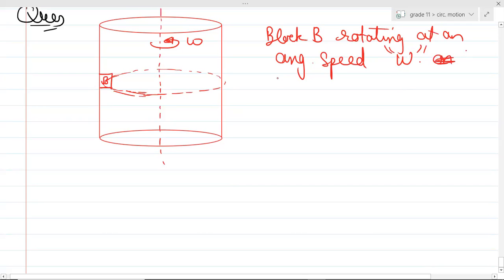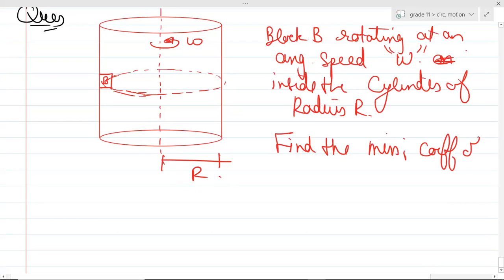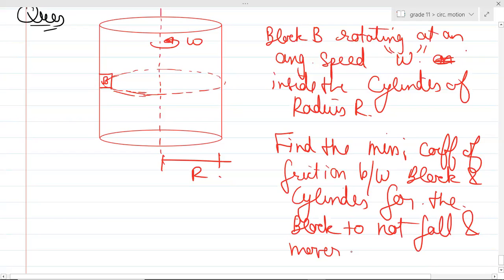Inside the cylinder of radius r. Now the question is: find the minimum coefficient of friction between block and cylinder for the block to not fall and move outside. Then please solve.